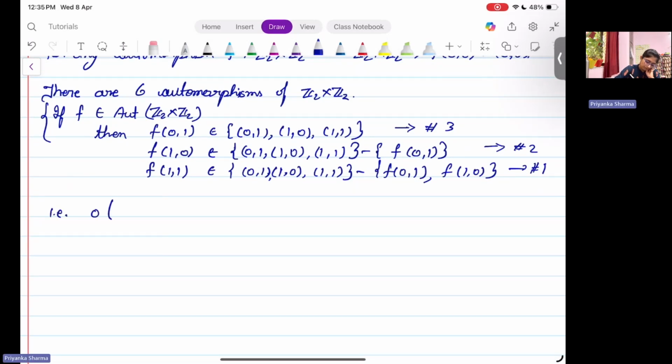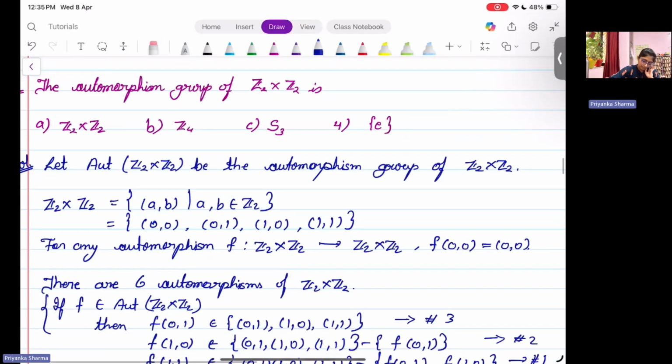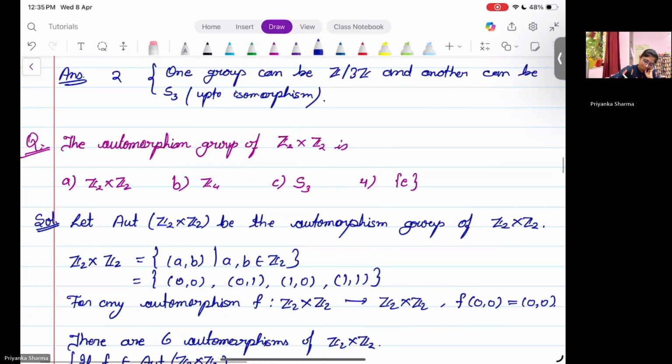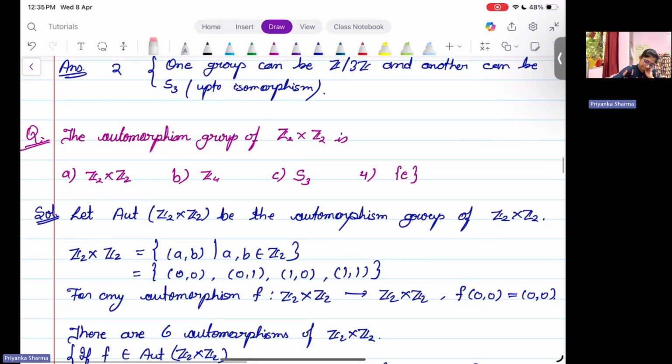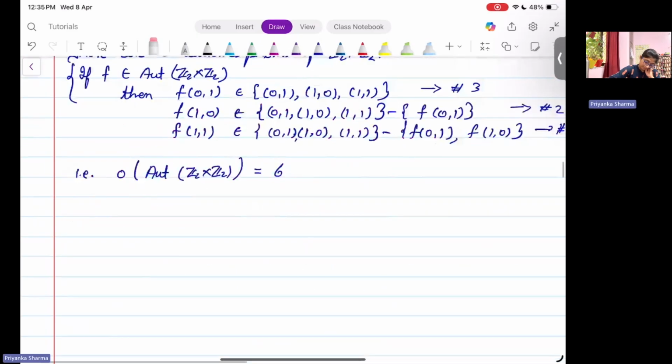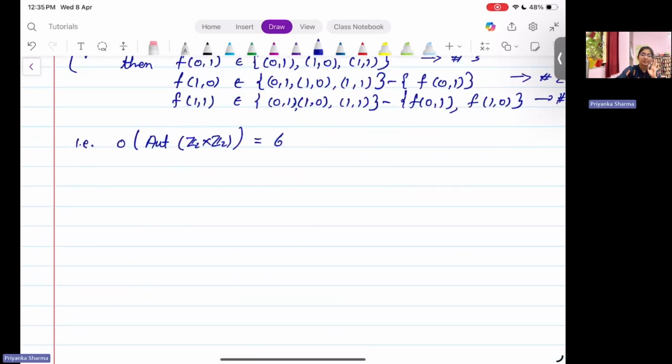That is, the order of Aut Z2 cross Z2 is 6. So this cannot be true, and this cannot be true. This cannot be true as well. It can be S3 only. So if we have these 4 options, then we can directly say that S3 is the correct one. But let's come back to this again.